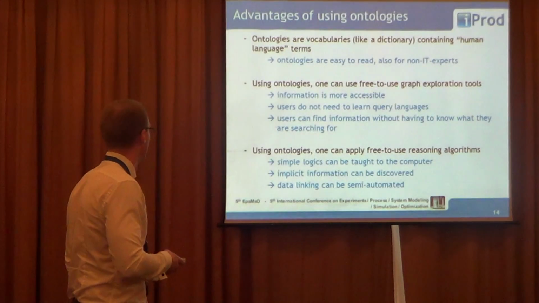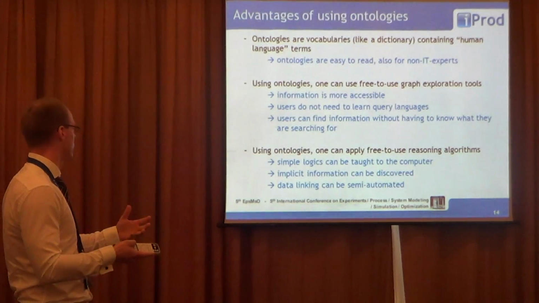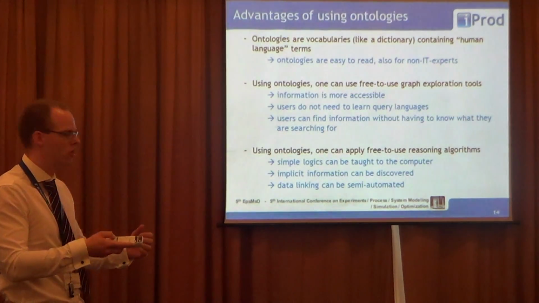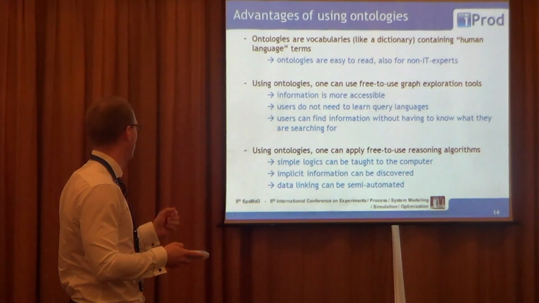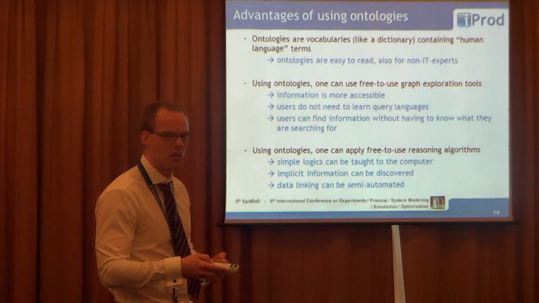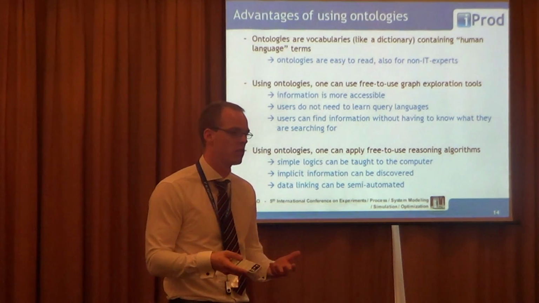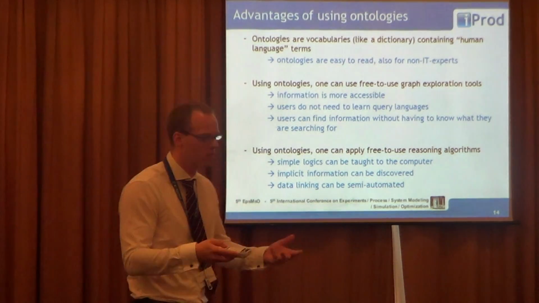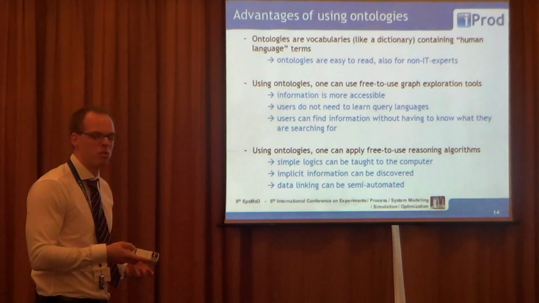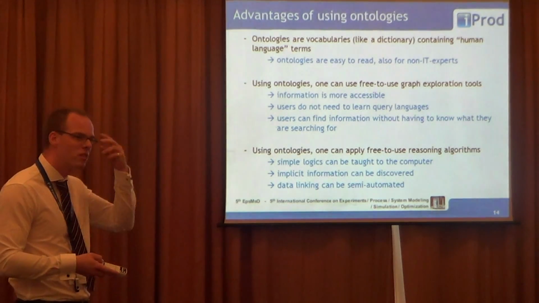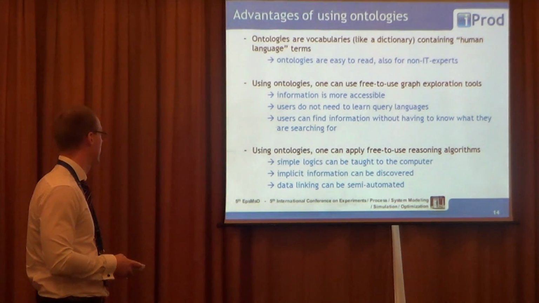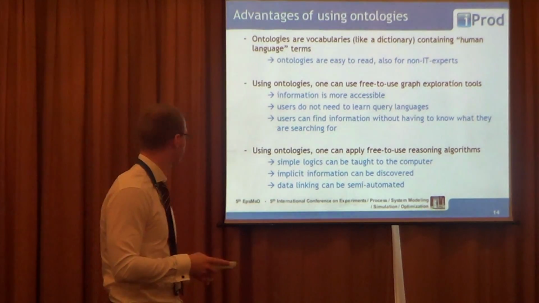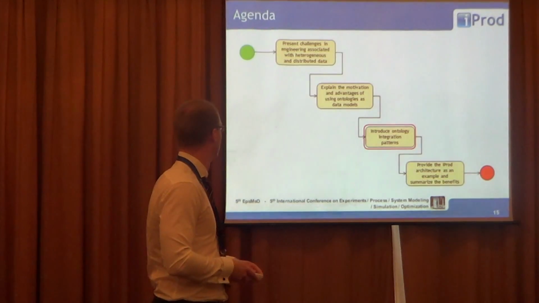Good. So what does it do? Basically, you can teach simple logics to the computer by specifying them in the data model. Implicit information can be discovered. Implicit information that would have been, it's clear for us that there is a connection, but this is also why sometimes you have to search a lot, because you have to think, what does the computer not know? So I have to search exactly for that. And data linking can be semi-automated. Right. Next step.